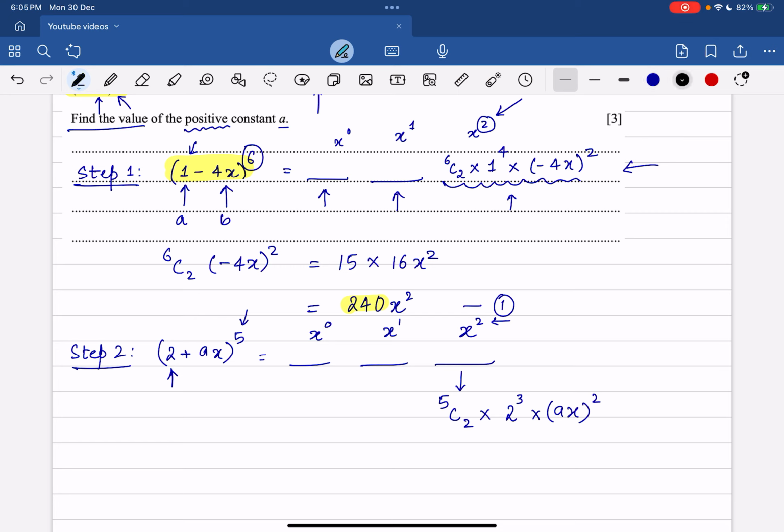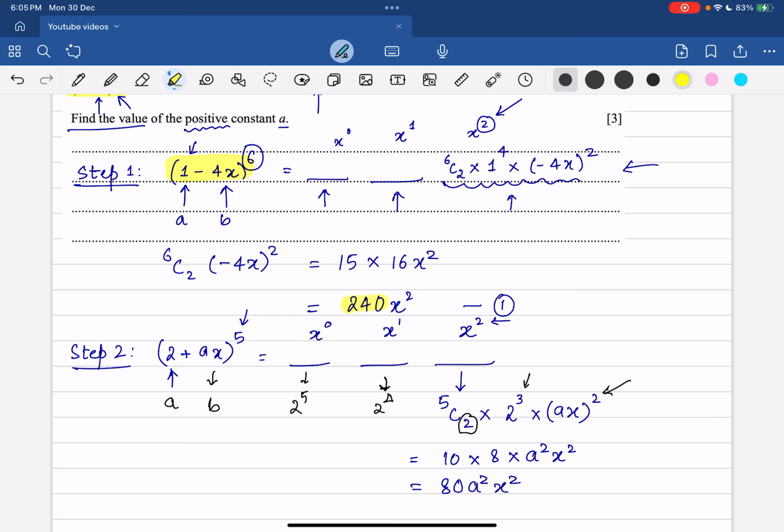Something is by observation, like in the first one you'll have 2 raised to 5, then 2 raised to 4, and then 2 raised to 3. That is one by observation. Another observation is that whatever comes here goes as the power of the second term among the a and the b. So what we have here is 5c2, and 5c2 should be 10. 2 raised to 3 is 8, and this becomes a squared x squared. That makes it 80 a squared x squared.